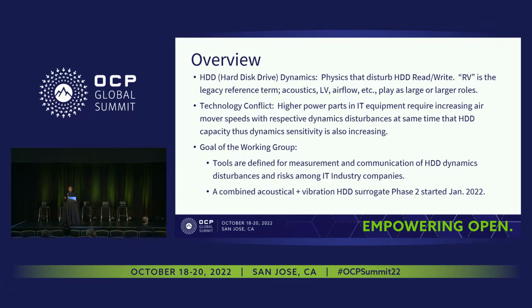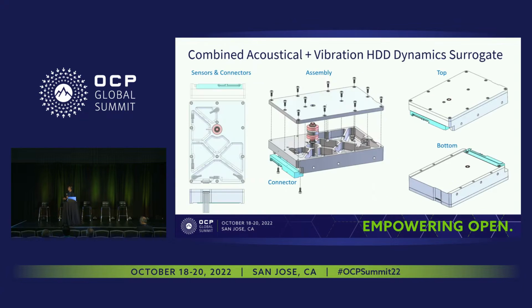The goal of this group is to provide tools and guidance for measuring as well as to provide a communication template. I will cover some of the key parts we ensure are in this tool. This is a tool that's supposed to go into a slot of a chassis to characterize the dynamics of the slot.